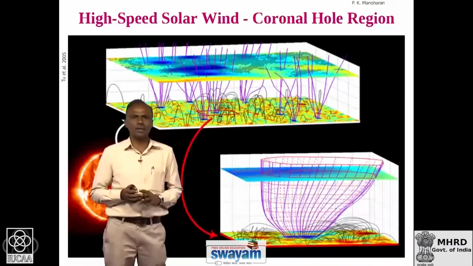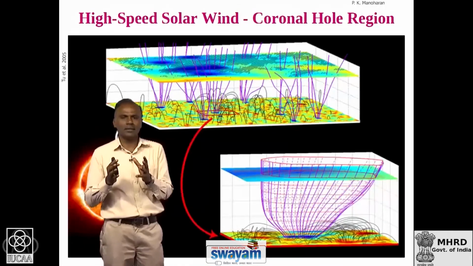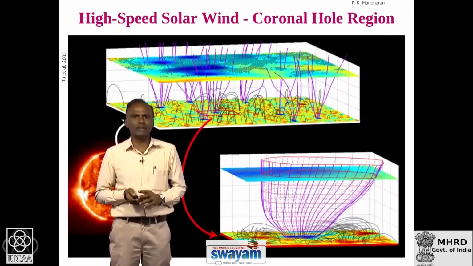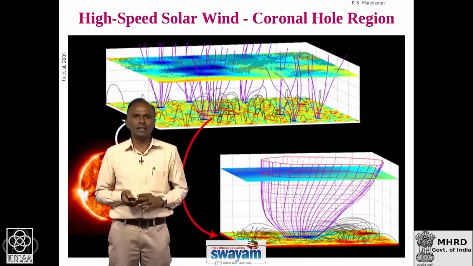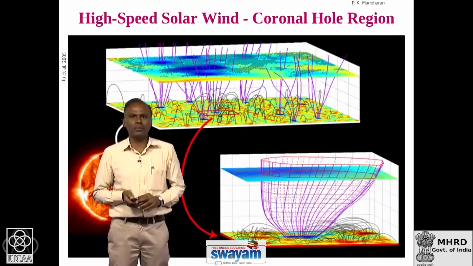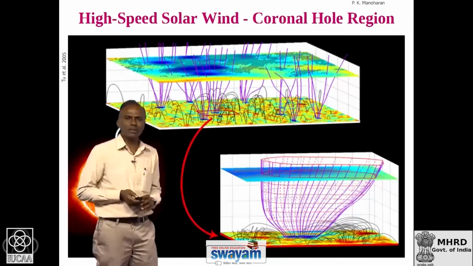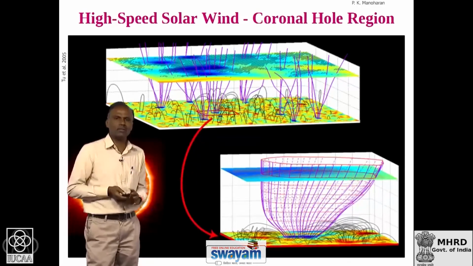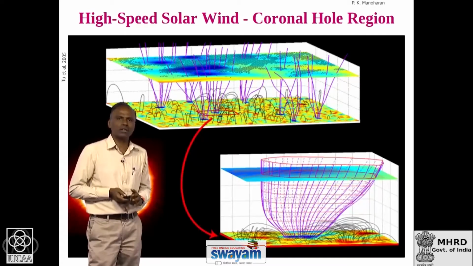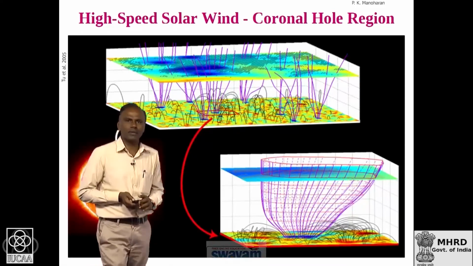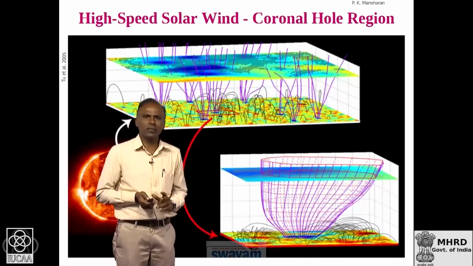These plots show how the high speed wind originates above the open field configuration actually. This work was done by Martian Tew, and this is well known established work for high speed wind flowing from the coronal hole region actually.